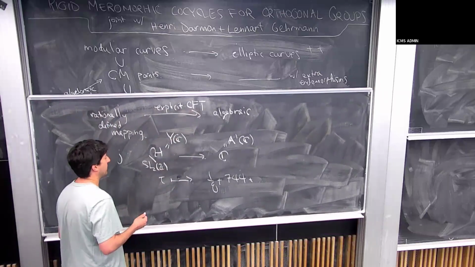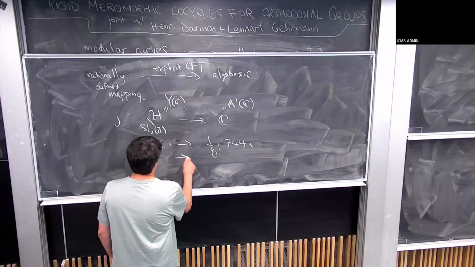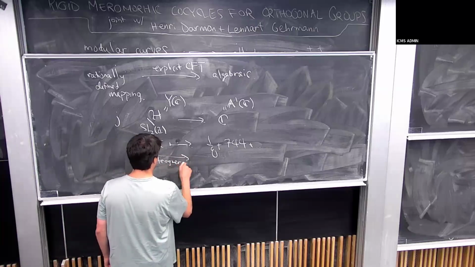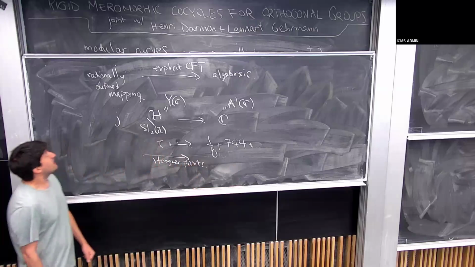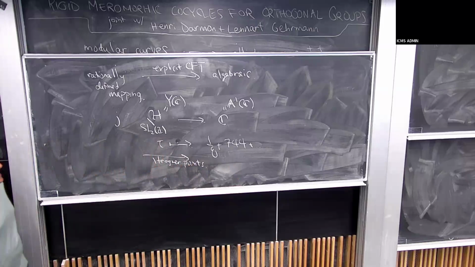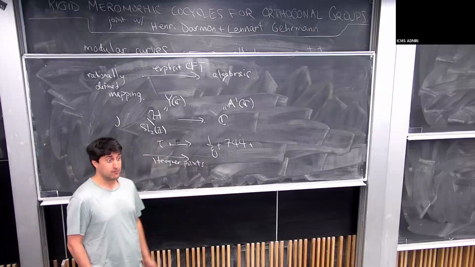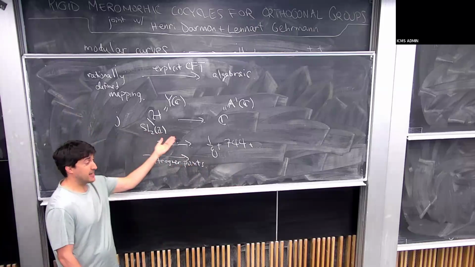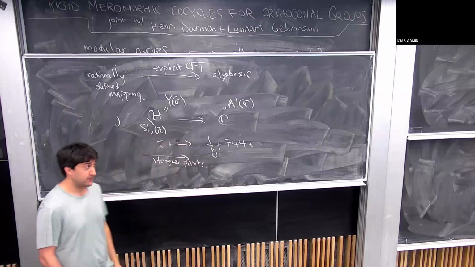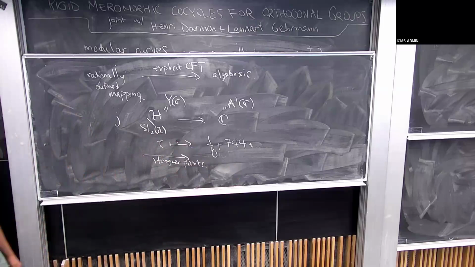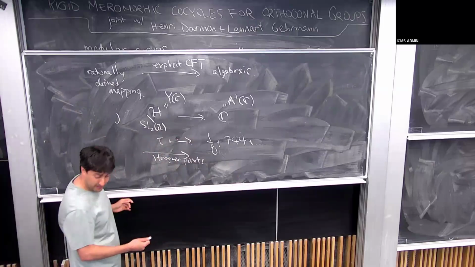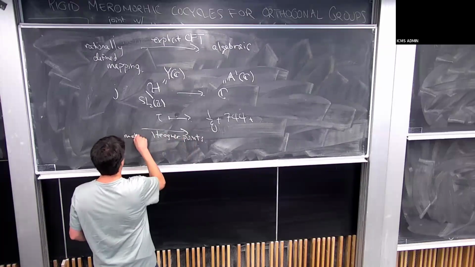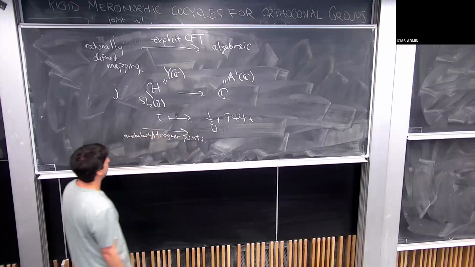Okay, so explicit class field theory is one example. Another example would be the theory of Heegner points. If you take the modularity mapping from X0(N) to an elliptic curve of conductor N that comes from the modularity theorem, and you apply that to these CM points, you get very interesting algebraic points on elliptic curves. Appropriate combinations of them are so-called Heegner points. So the modularity mapping gives rise to Heegner points.